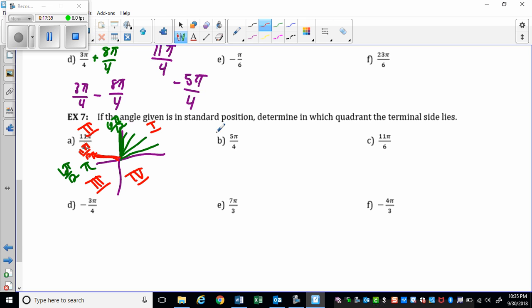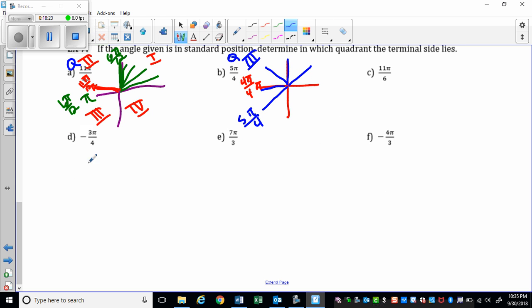Let's try this one. So I'm given 5 pi over 4. This means 4 pi over 4 is right here, because 4 pi over 4 is just pi. This is pi right here. So this is pi over 4, 2 pi over 4, 3 pi over 4, 4 pi over 4. Well, 5 pi over 4 has to be right here. 5 pi over 4. And this is quadrant 3. Usually we put a capital Q with it. So this one was quadrant 2. I want you guys to try the other ones.